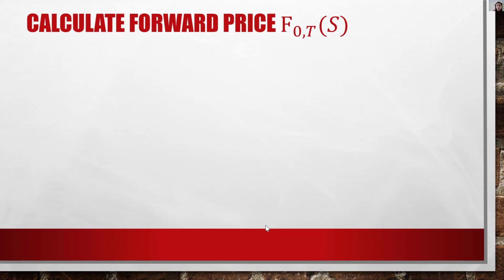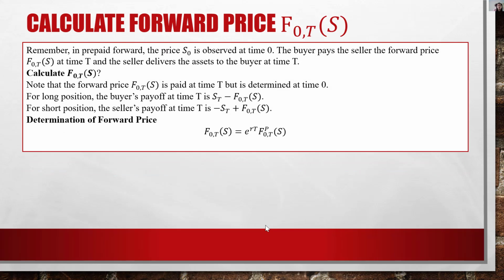The forward price. Remember in prepaid forward, the price S0 is observed at time 0. The buyer pays the seller the forward price F0,T(S) at time T. Here we don't have letter P on top of this amount because this is a forward contract, not a prepaid forward contract. P represents prepaid, and here we use forward. The seller delivers the asset to the buyer at time T. So the question of interest is how to calculate the forward price, F0,T(S). Note that the forward price is paid at time T, but it is determined at time 0.